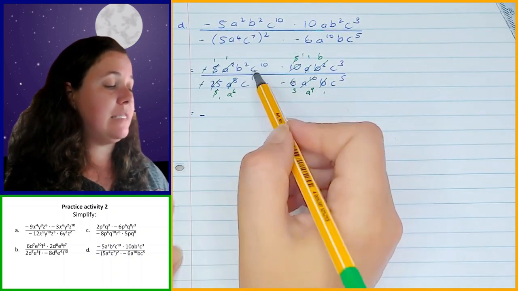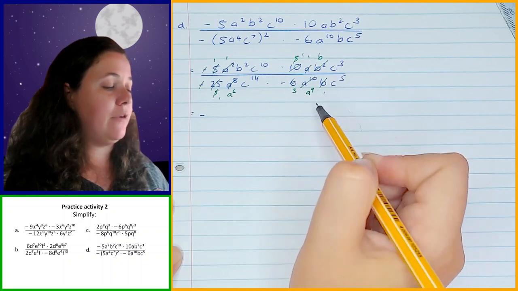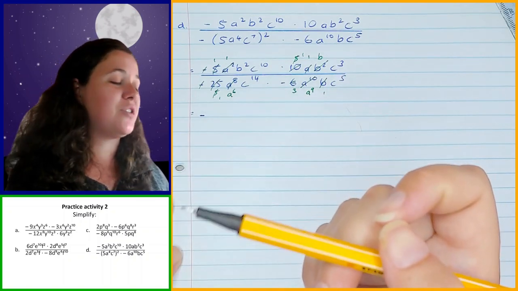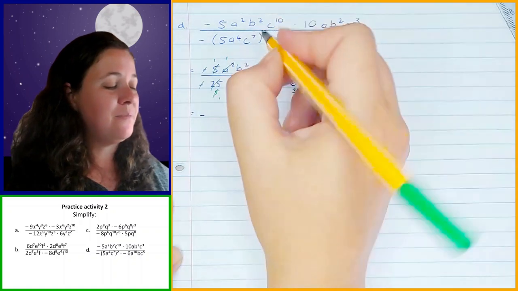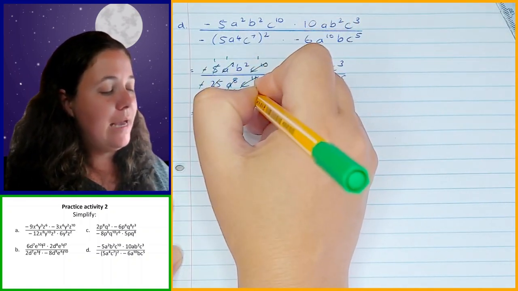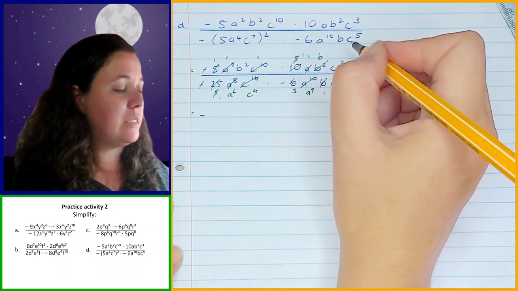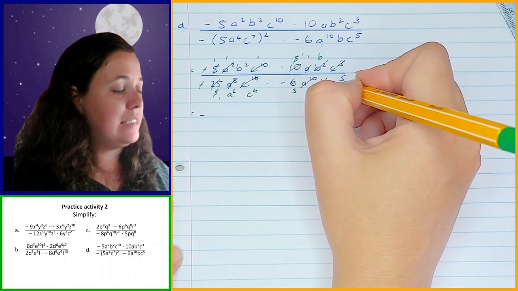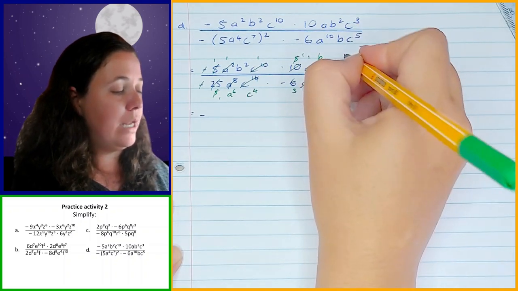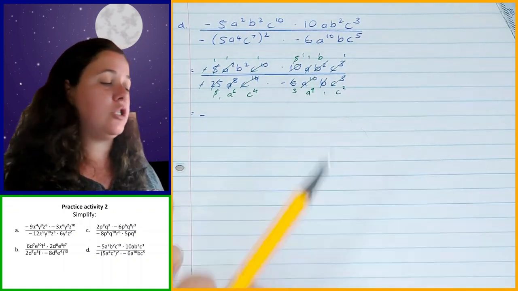Then I'm going to go on to my c's. So I've got c to the power of 10, c to the power of 14, c to the power of 3, and c to the power of 5. So I'm just going to go and simplify everything that I can. So I've got c to the power of 10 and c to the power of 14. That gives me 1 at the top and c to the power of 4 at the bottom. Over here, I'm going to simplify the c to the power of 3 and c to the power of 5, and that gives me 1 and c squared. I can't simplify those because they're both in the denominator.